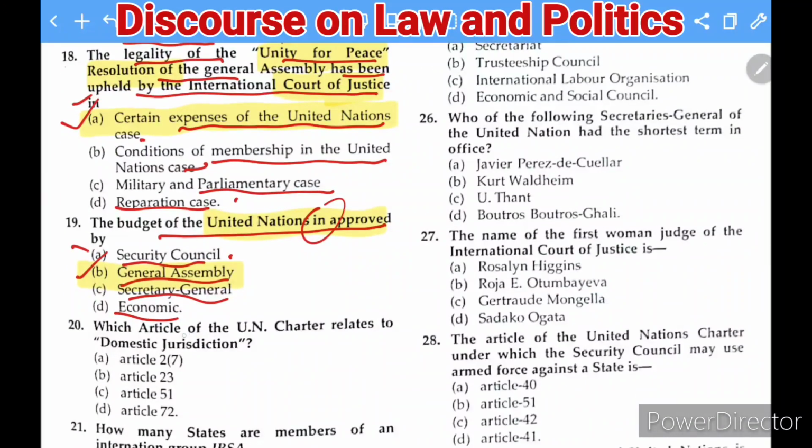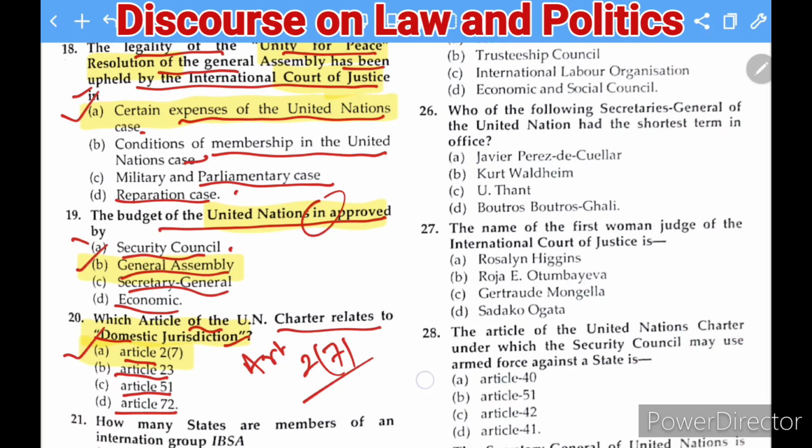Next question: which article of the UN Charter relates to domestic jurisdiction? The options given here are Article 2 Clause 7, Article 23, Article 51, Article 72. Just give your answer here. I am waiting for a response. The answer of this question is Article 2 Clause 7. This article gives the domestic jurisdiction provision.